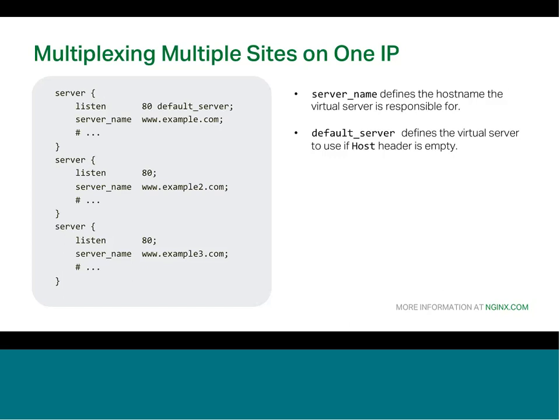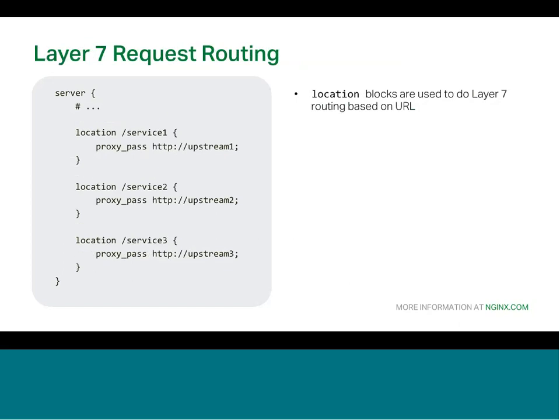So now if NGINX receives a request on an IP address and port, it's going to look at the host header that it receives. And based on the host header, it'll look for the matching virtual server with the matching server name directive and use that to process traffic. The other directive, or parameter more specifically, here is default server, and that is needed so that NGINX knows what to do with traffic that doesn't have a host header, for example. What does it send that traffic to? It needs a default, and so you define the default using default server. So that's how you multiplex multiple sites on a single IP address using NGINX.